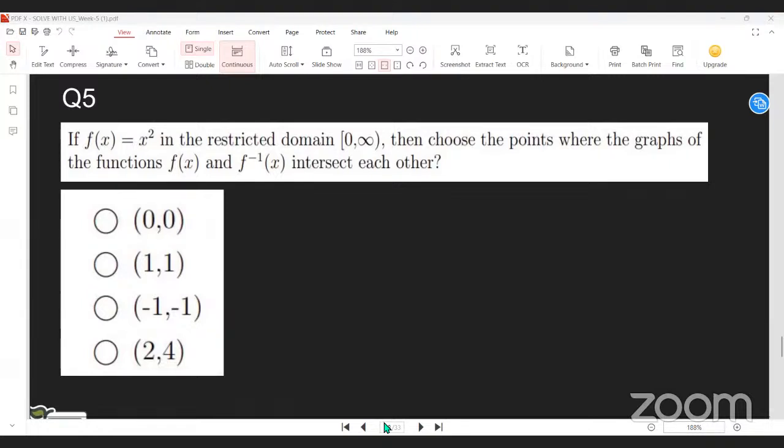For graph intersection, we need to just equate, right? So please write your answer in the chat box.